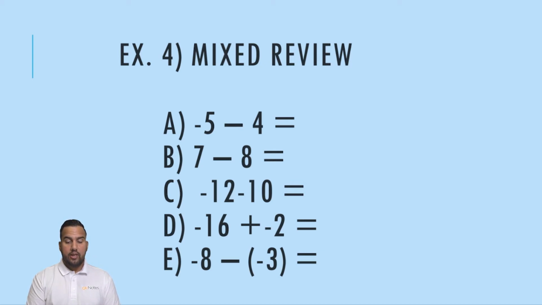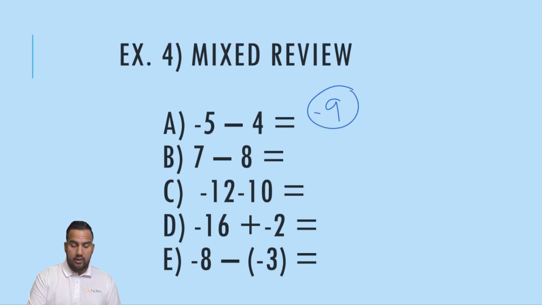So A, -5 minus 4. How many negatives do you see? You see 2. So what am I going to do? I'm going to add. 5 plus 4 is 9. Because they're both negative, it represents -9.